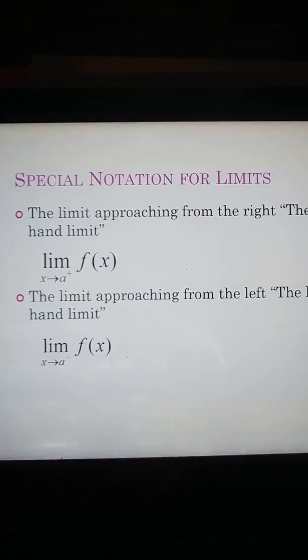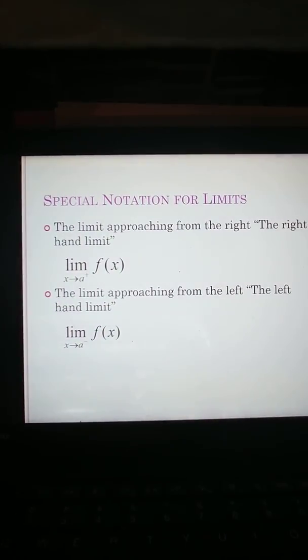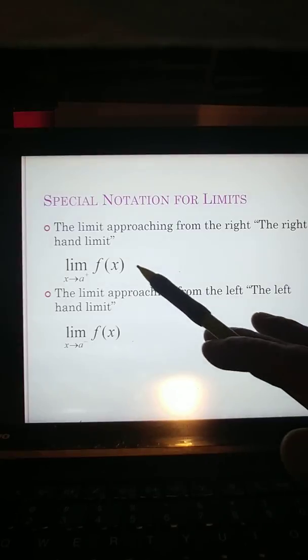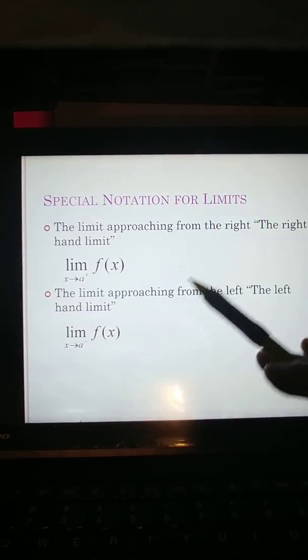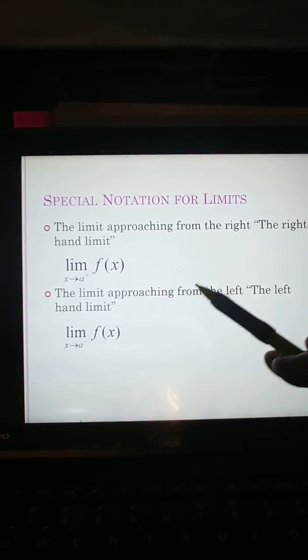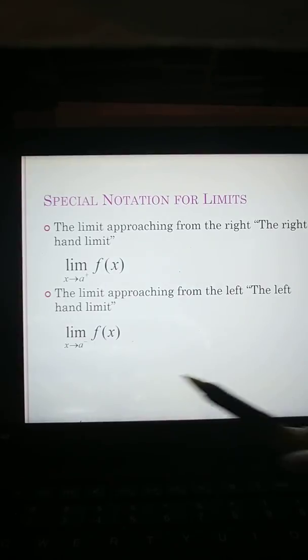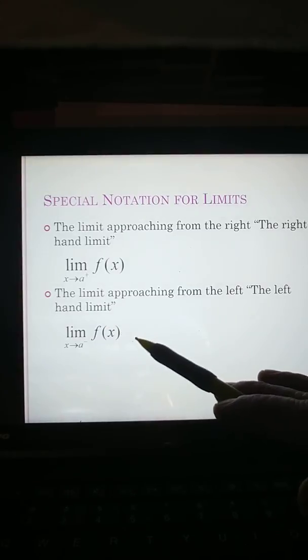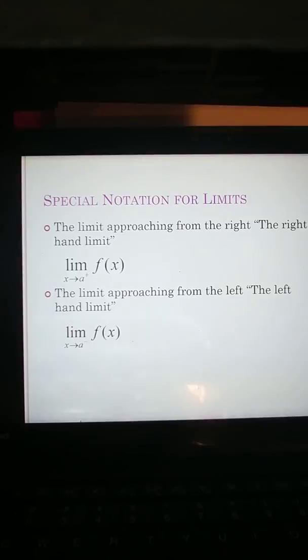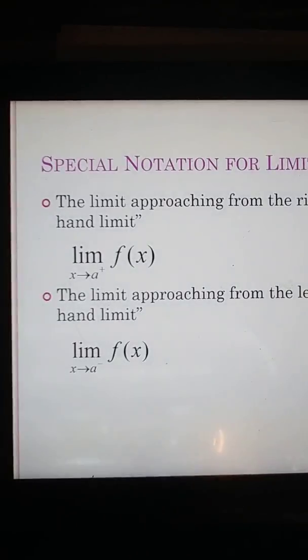We further divided this up into the left and right hand limits. The limit approaching from the right, or the right-hand limit, is the limit as x approaches a with a little plus of f of x. And then the left-hand limit is the limit as x approaches a with a little minus, from the left. I can zoom in, and you can see the little plus and minus above the a.